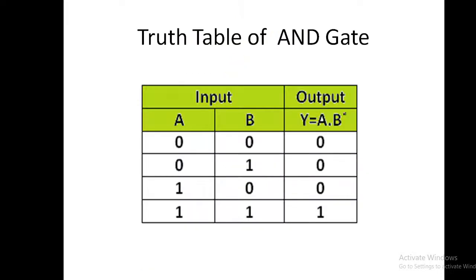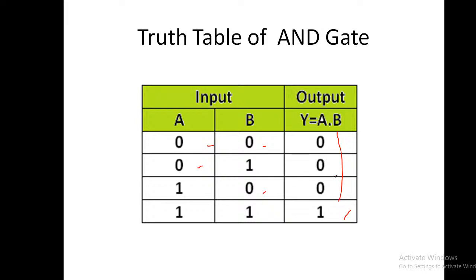Now what is the truth table of AND gate? In one word, what can I say? If any of the inputs is 0, I am repeating once again, if any of the inputs is 0, the output will become 0. If both the inputs are 1, the output will become 1, right? This is the way we will understand the thing.